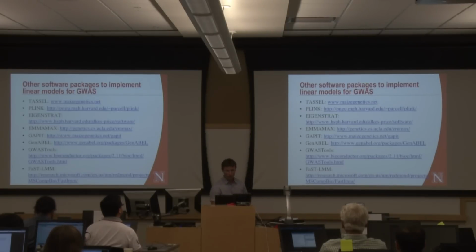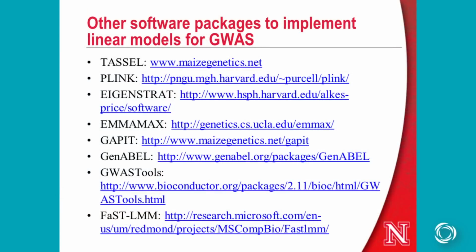Then we use that 619 and correct for it as we would with a normal Bonferroni correction. Again, there are multiple software packages out there, lots of different methods, lots of methods that are much faster than the traditional EMMA. For example, there's a method called EMMA-max. There's a method called FastLMM, which Anne is going to talk about. And there are other software packages such as Tassel and Plink, which you can learn all about from those links I provided right there.